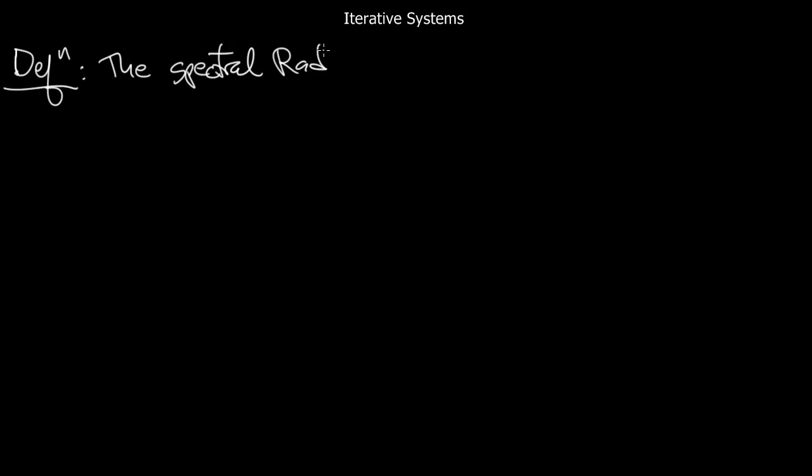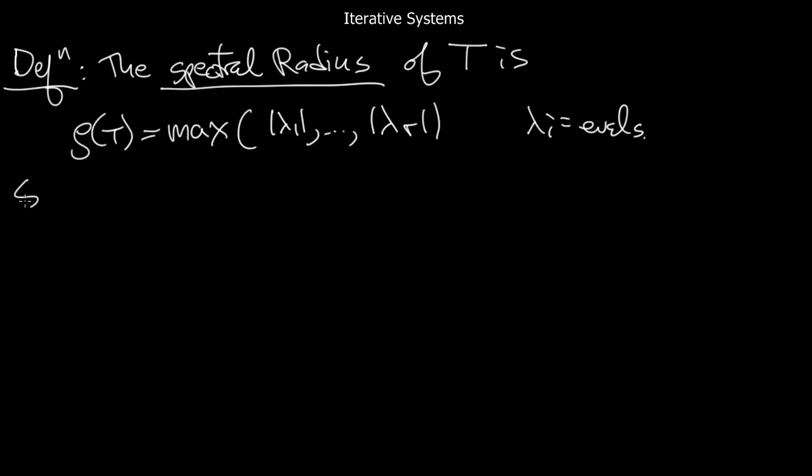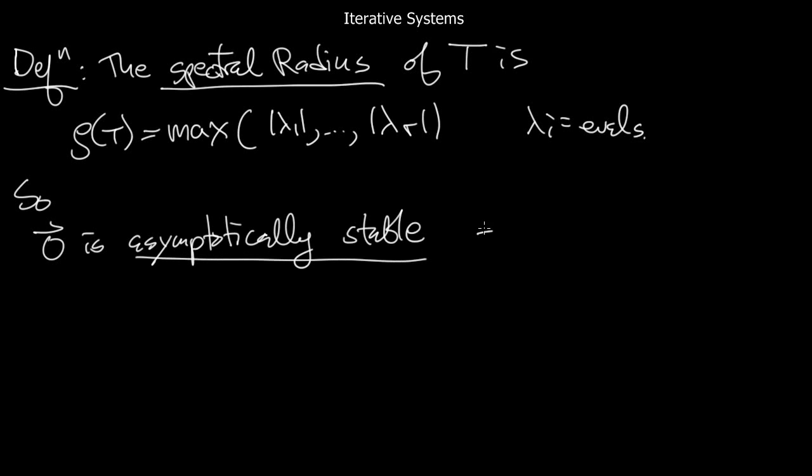So here's a definition about a linear transformation or a matrix. This is just a little bit of terminology. The spectral radius of T is written rho of T, and it's the maximum of the absolute values of the eigenvalues. It's a real number greater than or equal to 0. So with that definition, what we conclude is that the zero solution is asymptotically stable if and only if the spectral radius of T is less than 1. That is to say, the biggest eigenvalue in absolute value is less than 1.